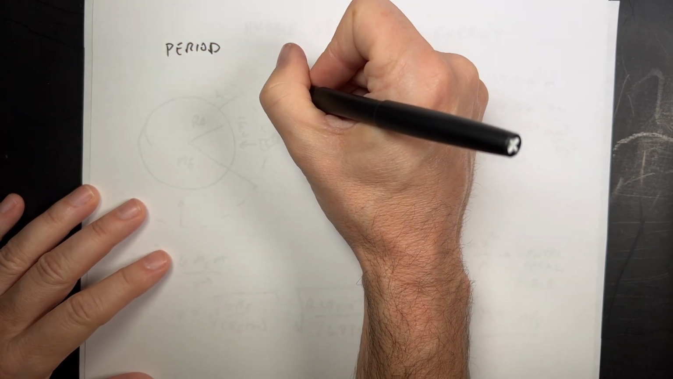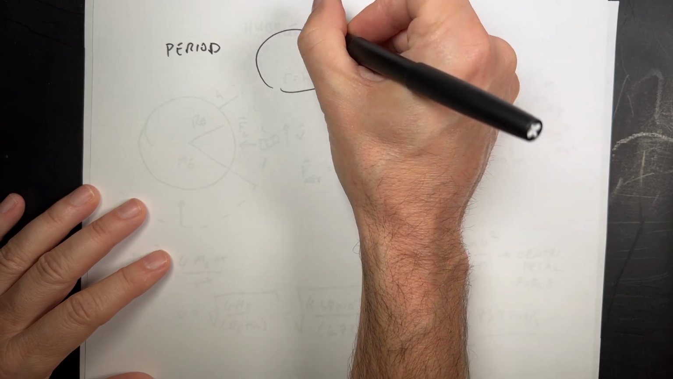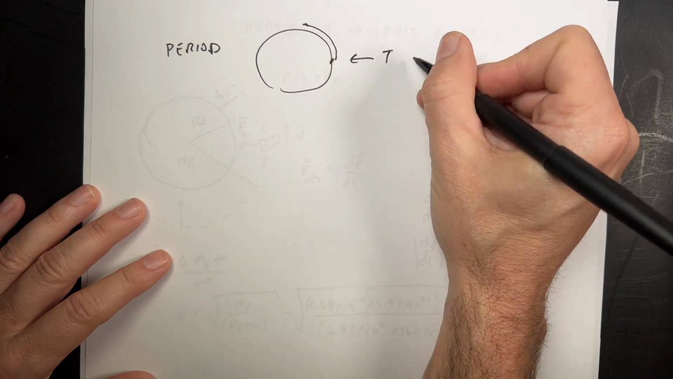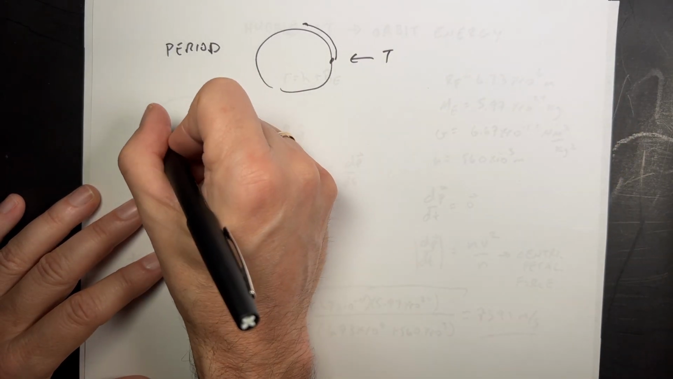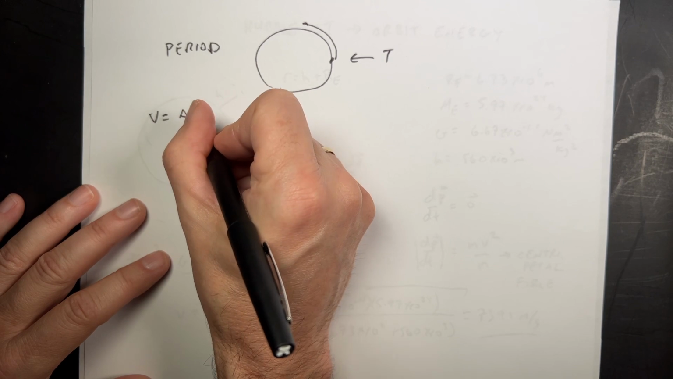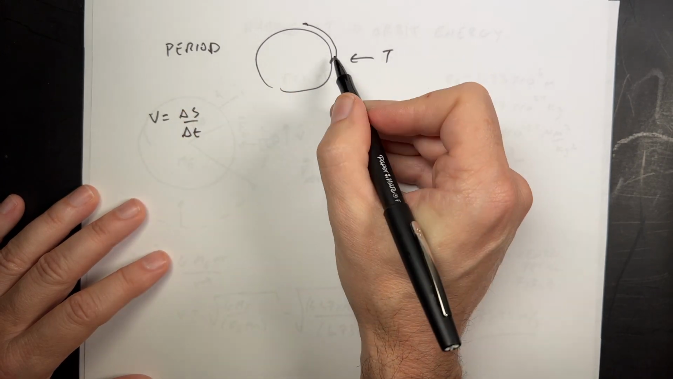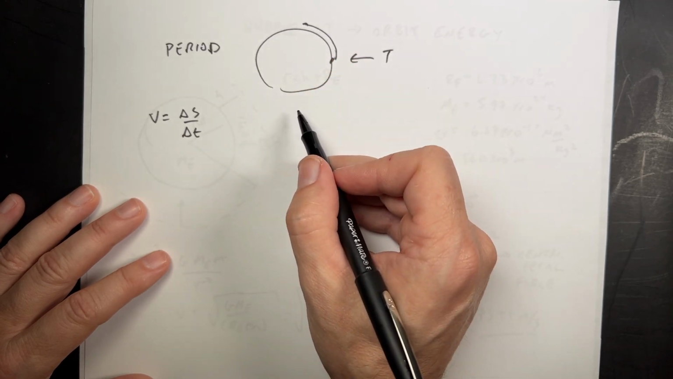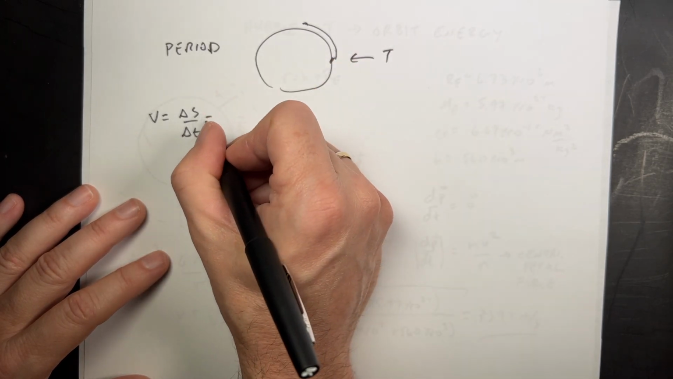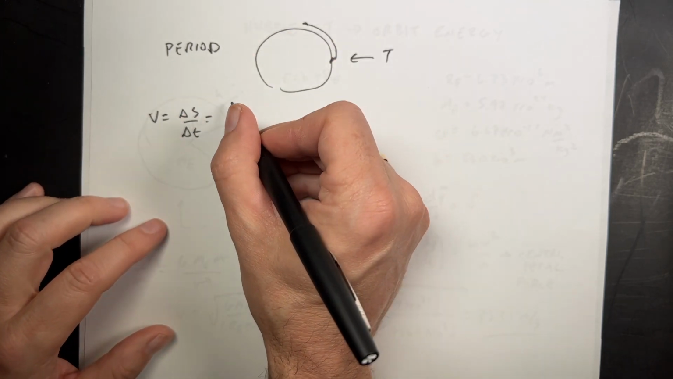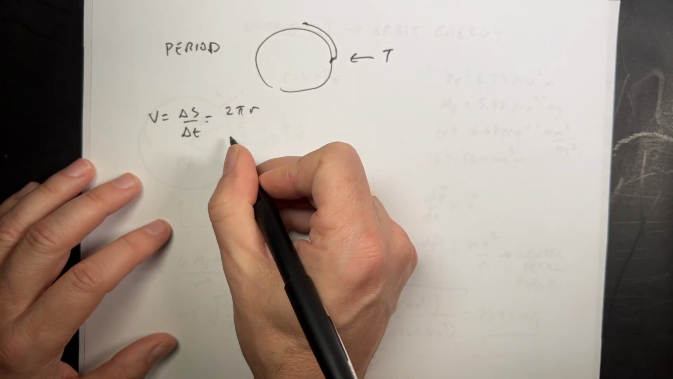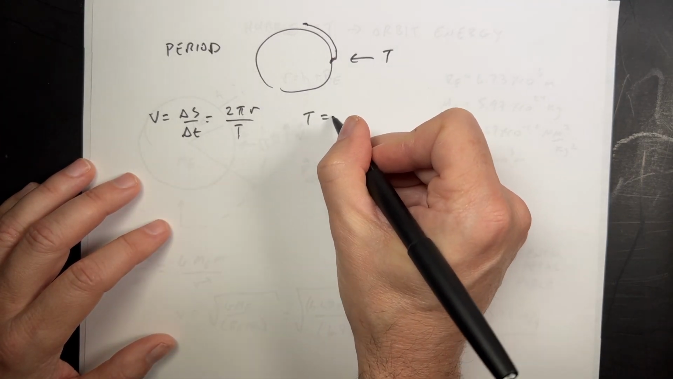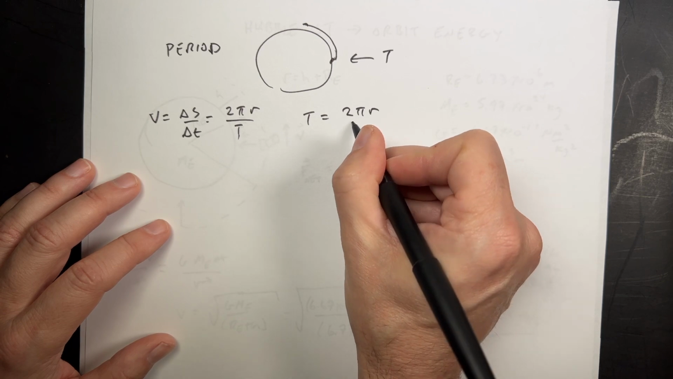This is the time it takes to make one complete rotation, and we call that t, the period. So let's say the velocity is the change in position with respect to time. Even though it's changing directions, I can think of this as one-dimensional. How far did it go if I go all the way around? It went 2 pi r. And how long did it take? It took t. So if I solve that for t, I get t equals 2 pi r over v.